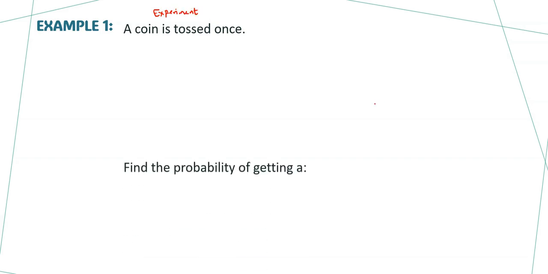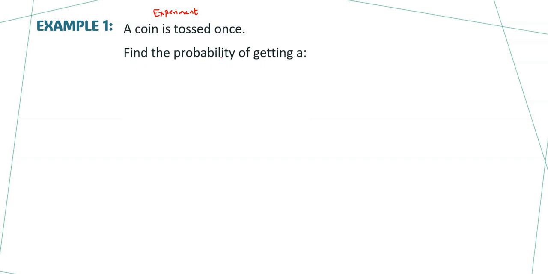Okay, now let's consider an example. A coin is tossed once. This is your experiment, tossing a coin. Now, what they are asking: find the probability of getting a head. So this is your event. Let me name it as A. And the second part they are asking, what is the probability of getting tail? So this is again your event. Okay, so let's say event B.